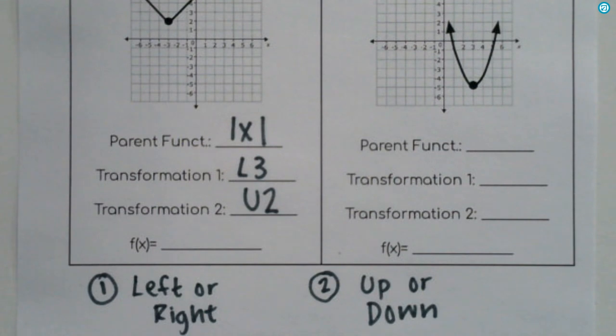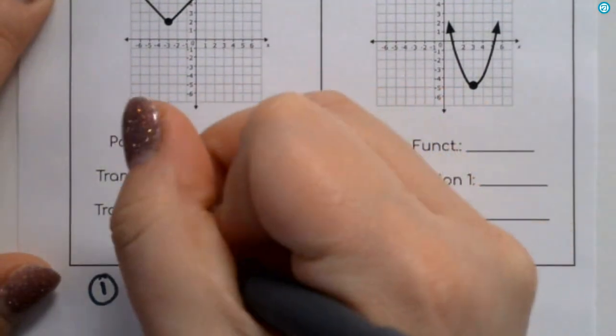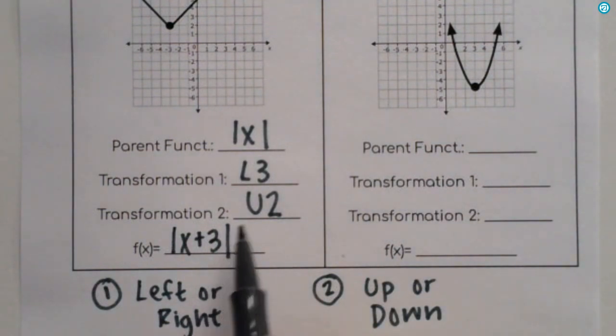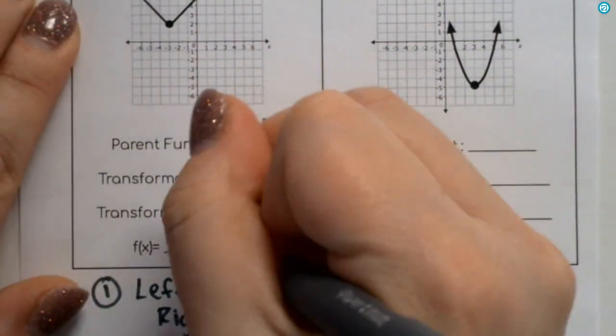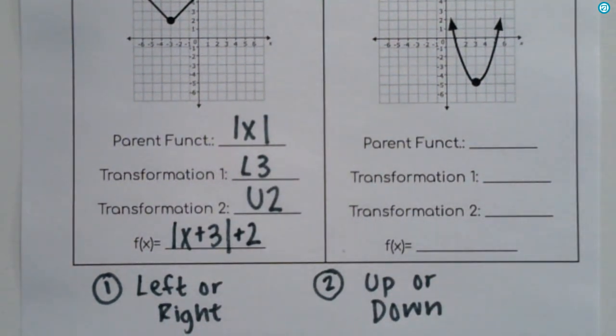Okay, then to write our function, to move left, we already did a left example, we need to add inside. So we'll do the absolute value of x plus 3 will go inside the function, and then the plus 2 will go outside the function.